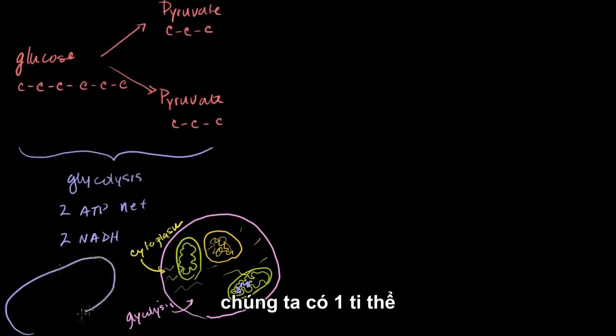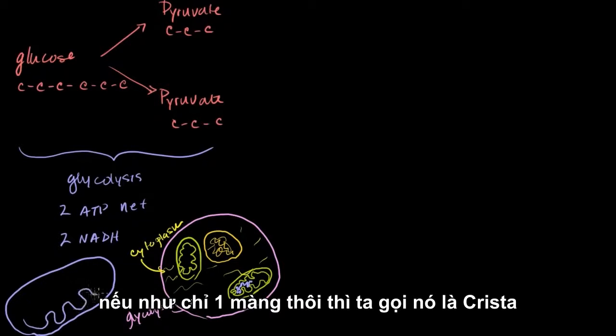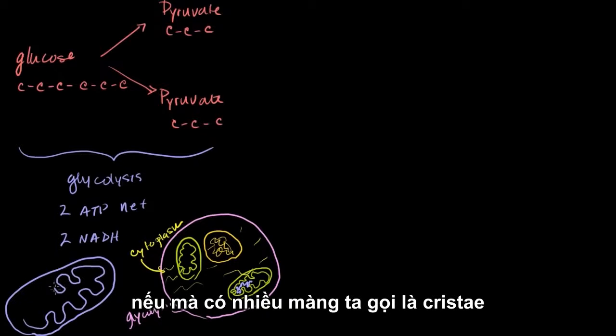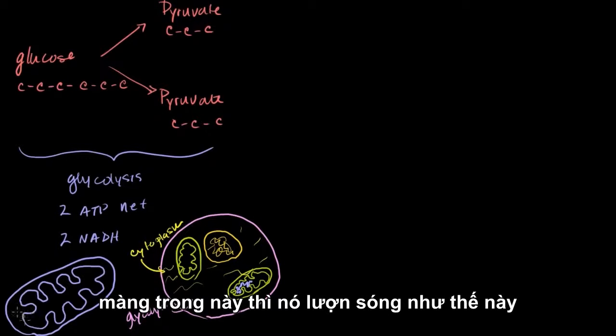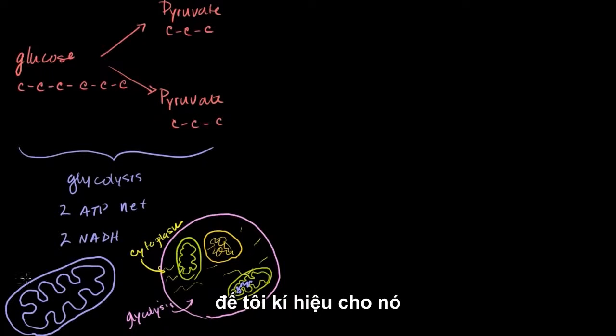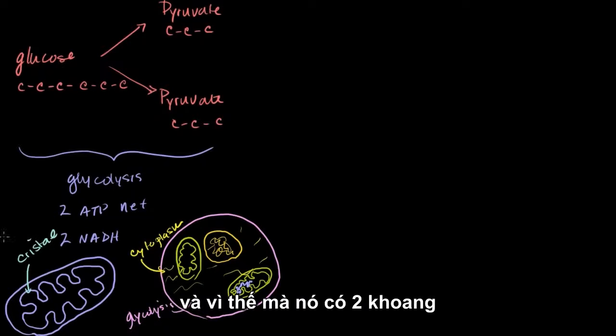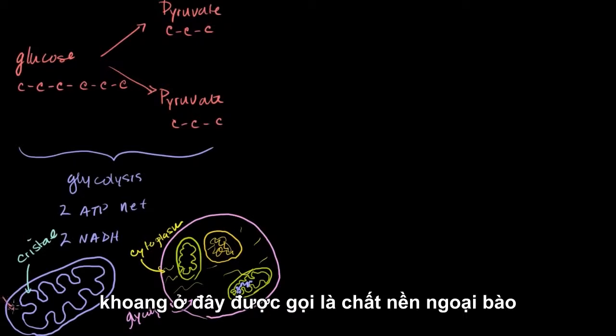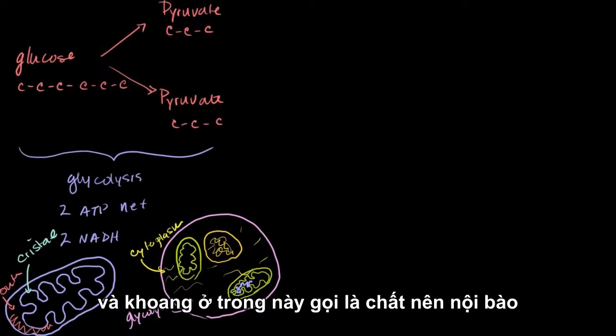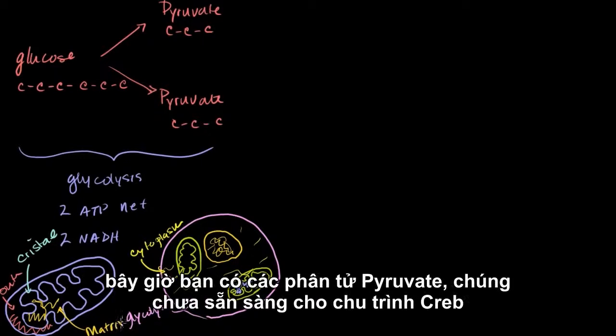So if this is a mitochondria, it has an outer membrane. It has an inner membrane. If I have just one inner membrane fold, we call it a crista. If we have many, we call them cristae, these little convoluted inner membranes. Let me give it a label. They're cristae, the plural. And then it has 2 compartments, because it's divided by these 2 membranes. This compartment right here, this whole thing, is called the outer compartment. And then this inner compartment in here is called the matrix.